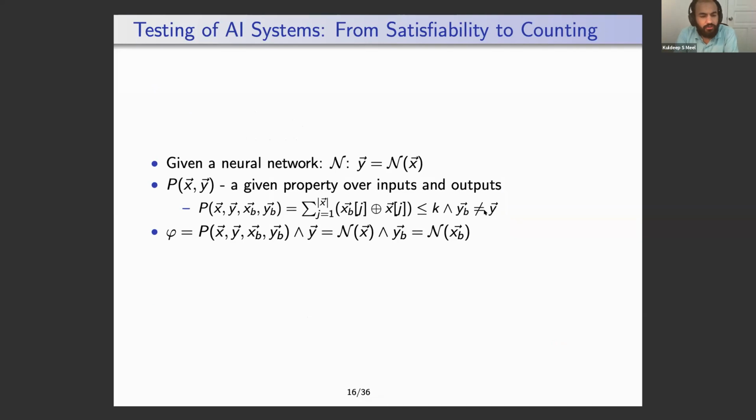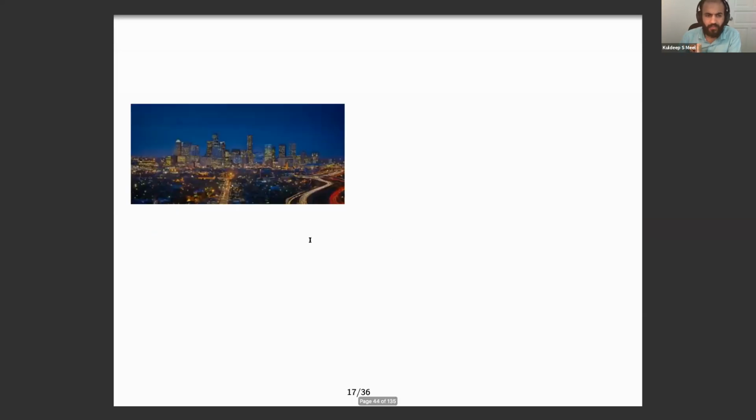So how do we do it more formally? Well, we are given a neural network. We have a property. We can encode the property by saying that this neural network takes, let's say, X and XB. These are the two inputs that differ over K bits. So a small perturbation, and we would like to ensure that the outputs are not different. So this is our final specification. And at this point, we would like to check how often the network makes such mistakes or not.